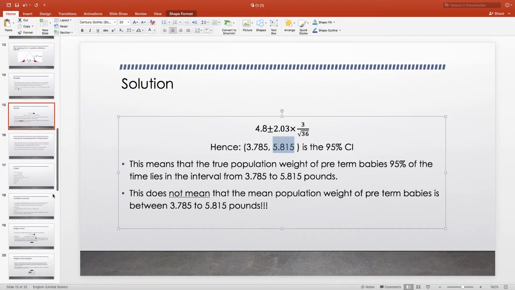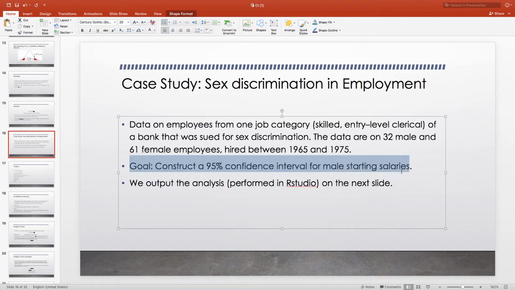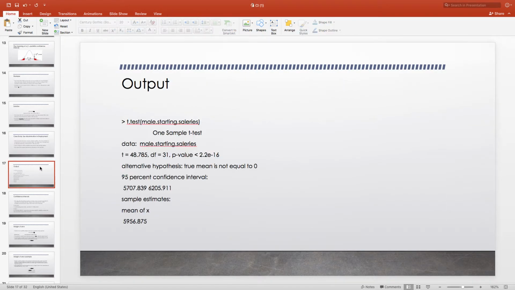Let's look at an actual study that was done. This was the sex discrimination in employment, and it's data on employees from one job at a bank. The data has 32 male and 61 female employees, and our goal is to construct a 95% confidence interval for male starting salaries. And I used software called RStudio to compute the analysis, and I'm just going to output it for you. This is the command that I would use, and I've left some commands out because I'm not asking you to use it, but I am asking you to interpret the output.